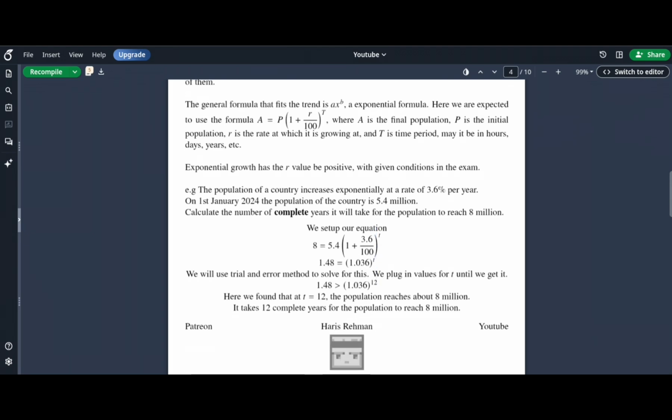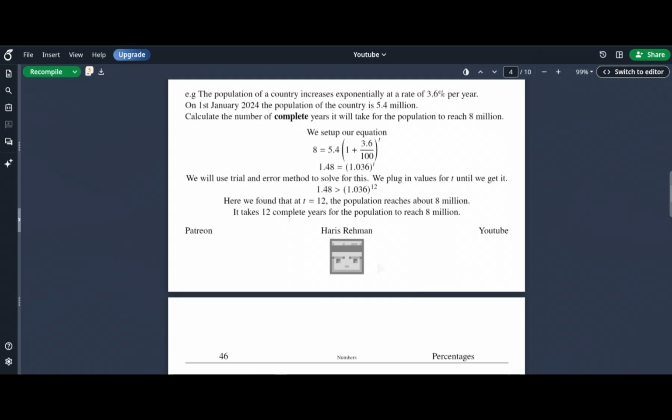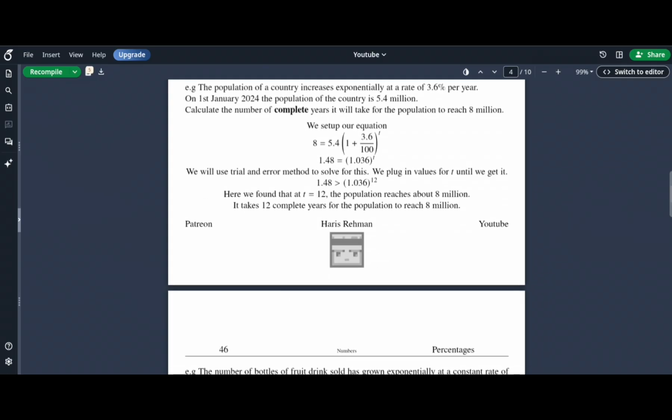Now we cannot solve this directly, because this is not in our syllabus. Those who LARP the syllabus will be like, oh no, we have to use logs. No, sorry, but you do not have to go out of the syllabus to solve a question. There's a different method. We use the trial and error method to solve for this. We plug in the values of t until we get the value.